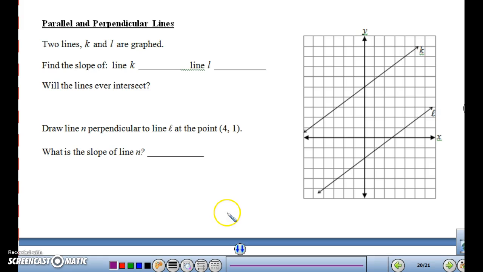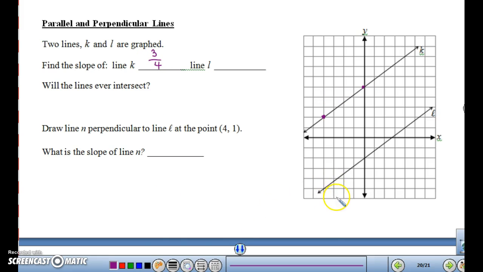Remember, to find the slope, all you have to find is 2 points and then count from left to right. So let's pick, say, here and there. There's 2 points that I know for sure on the line. So let's count. We go from here, 1, 2, 3, up, 1, 2, 3, 4, over to the right. So up 3 over 4 means the slope of K is 3/4.